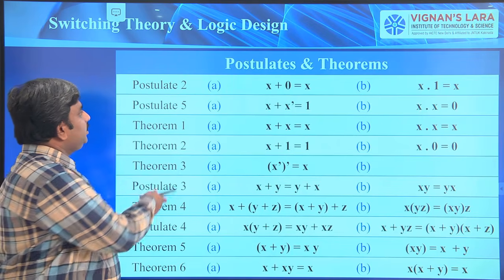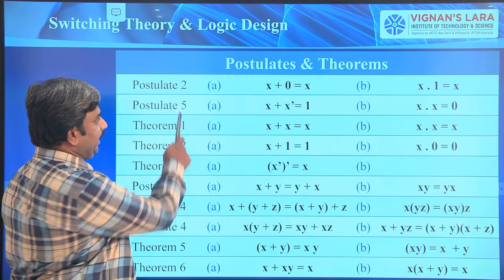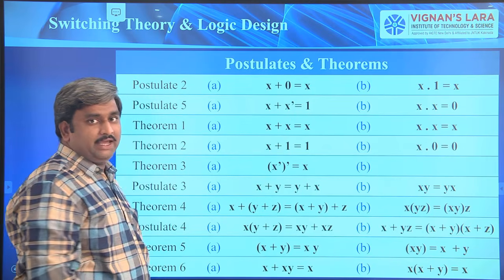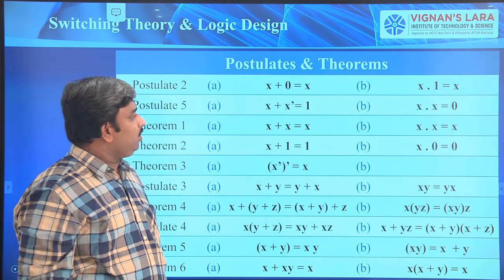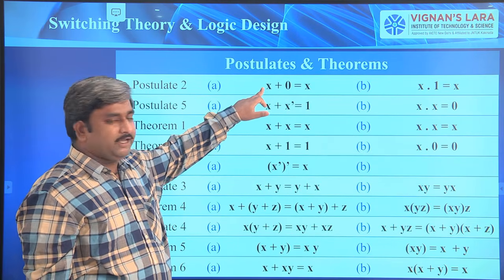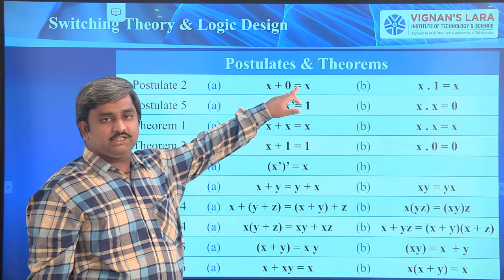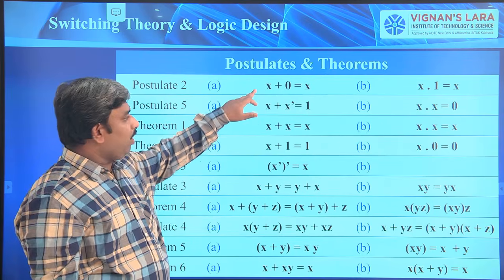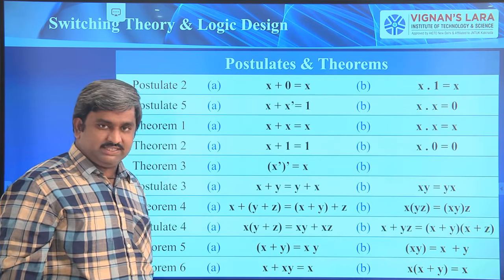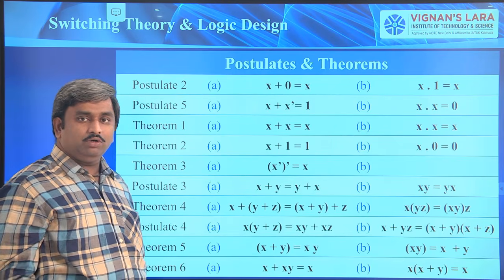Coming to the first postulate, 2a: x plus 0 is equal to x. For example, in the place of x you keep 1: 1 plus 0 is 1. If you keep 0 in the place of x, that is 0 plus 0, which is 0. Whatever the x value is here, the x value is reflected as the answer. X plus 0 is equal to x.